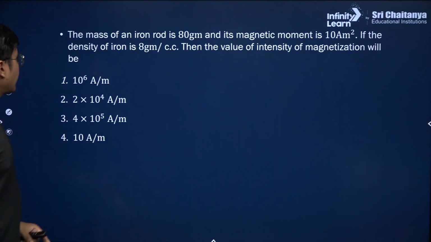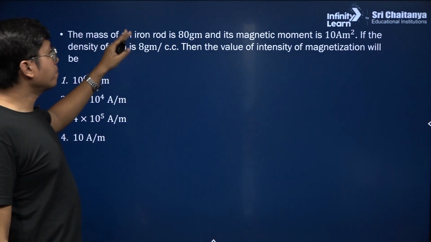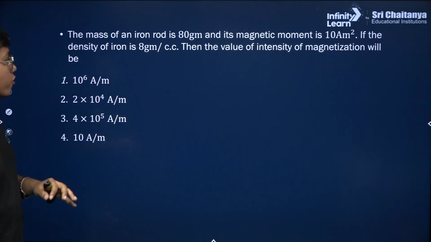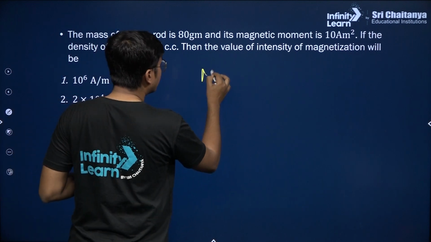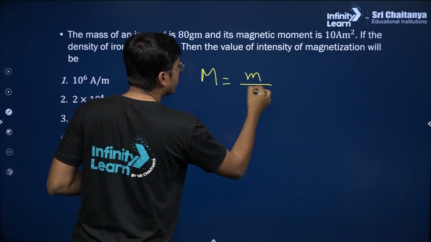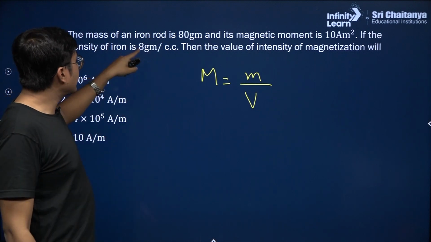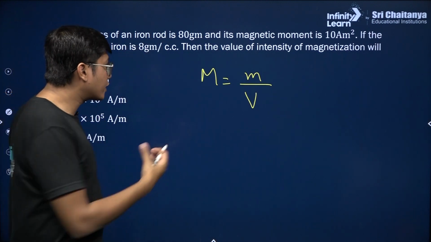Next one, it says that the mass of an iron rod is 80 gram, magnetic moment is 10 ampere meter square, density of iron is given, find the value of intensity of magnetization. So the intensity of magnetization, M is equal to the magnetic moment divided by the total volume. Now the volume is not provided to us, but the mass is given and the density is given. From there we can extract out the volume.